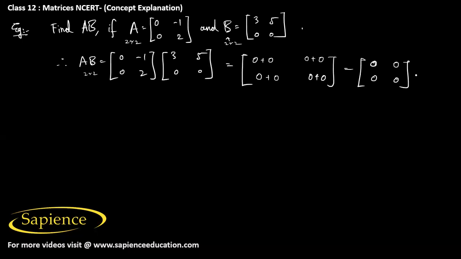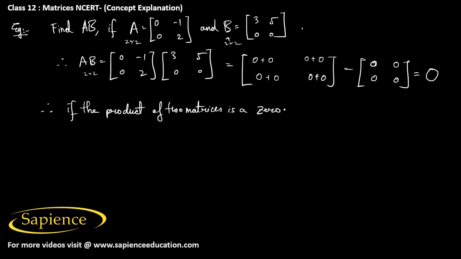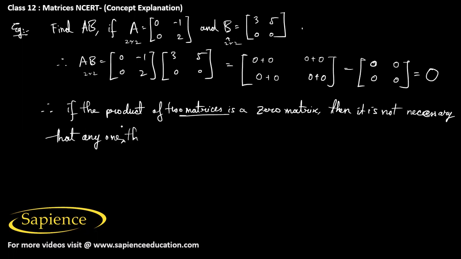So it is a 0 matrix or the null matrix. So AB equal to zero matrix. Therefore, we can see here that if the product of two matrices is a zero matrix, then it is not necessary that any one of the two has to be a zero matrix. If the product of two matrices is a zero matrix, then it is not necessary that any one of them is a zero matrix. Okay.